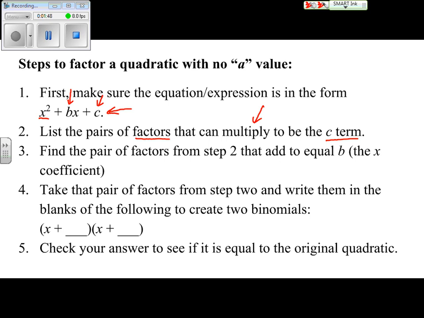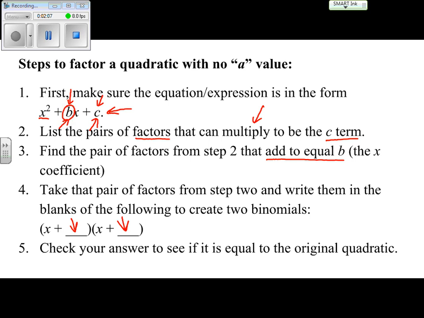Then we're going to look at those factors from step 2, and we're going to find which ones can be added to equal our b term. So again, which numbers that multiply to be c can then add to be b. And then we're going to take those numbers and throw them right into this form so that we end up with 2 binomials, x plus one number, x plus another number.